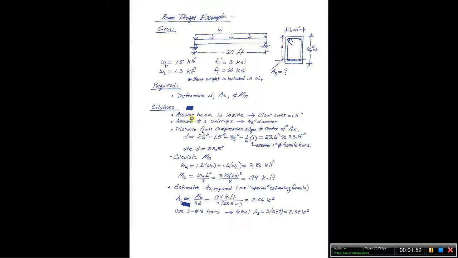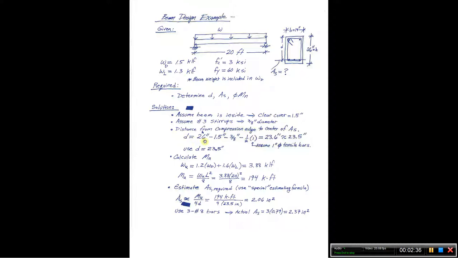We are going to assume that the beam is going to be inside of a building, and hence our clear cover requirements are 1.5 inches. This is the clear distance from the bottom of the beam or the sides or even the top to the nearest bar of steel. In this case, the nearest bar will actually be the stirrup. In any case, that distance needs to be a clear cover of 1.5. We're going to assume number three stirrups. They are 3/8 inch in diameter. And now we are going to calculate this quantity d.